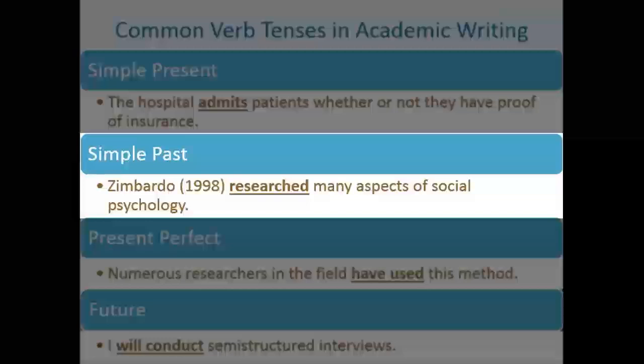The simple past is used to talk about things that happened at a specific point of time in the past and/or something that was completed in the past. Zimbardo researched many aspects of psychology. Also, you might know that the simple past tense should be used when discussing what authors and researchers did or said in their published works, because their works are already published, because it's something that happened in the past. So, for example, the researcher claimed or the authors explained, you'd use the simple past tense.